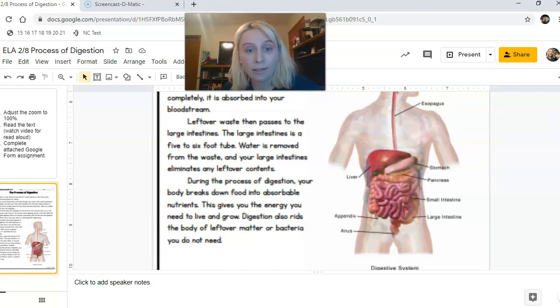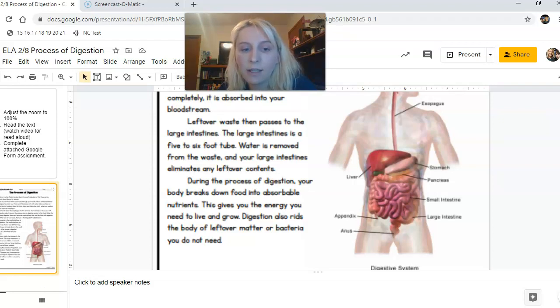So it's smaller in length than the small intestine. Water is removed from the waste, so the large intestines is extracting the water out of this waste. And your large intestines eliminate any leftover contents. During the process of digestion, your body breaks down food into absorbable nutrients.